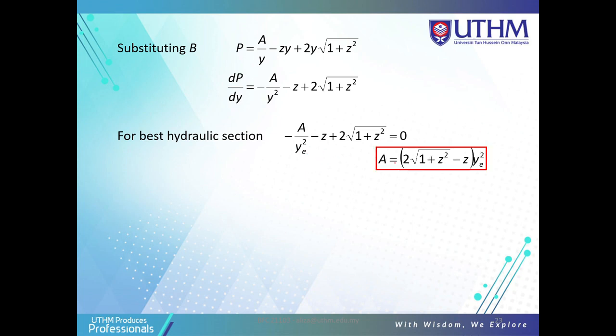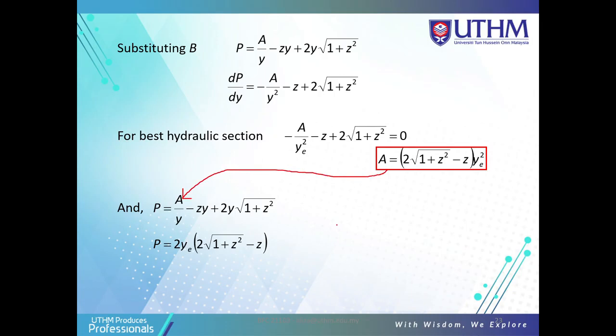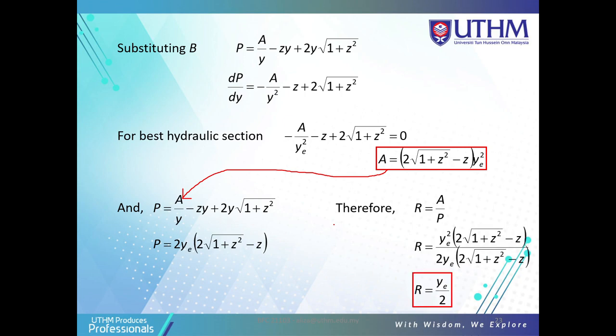So you get A is 2 here, YE here. And for P, use the P from the first one and put back the A into this. Just put the A you get here into here, so you get the P here. Therefore R is equal to A over P. You put back the 2, so you get R is YE over 2. So you get that the trapezoidal is the best hydraulic section from the formula of trapezoidal. From the trapezoidal, you just change to the best hydraulic section until you get the R here.